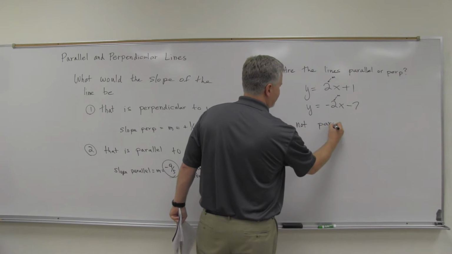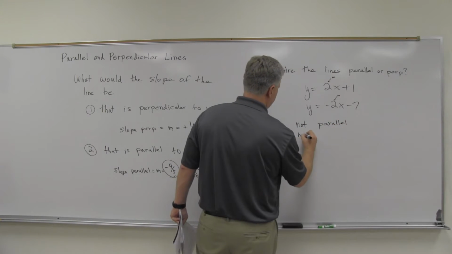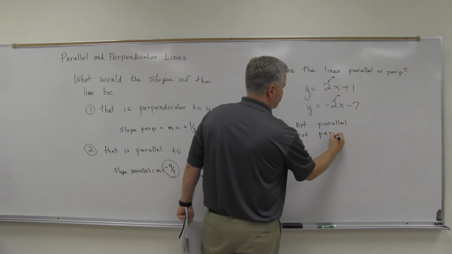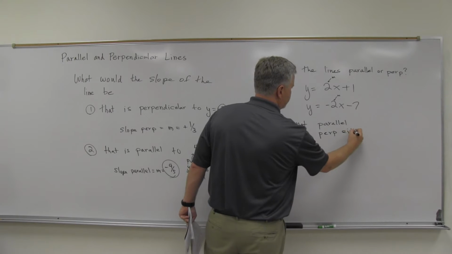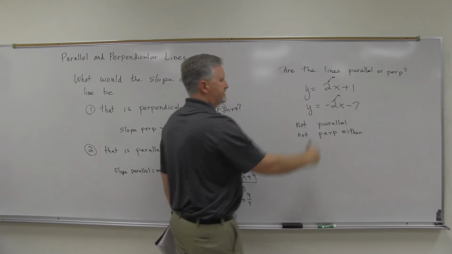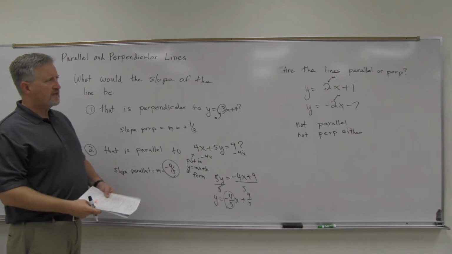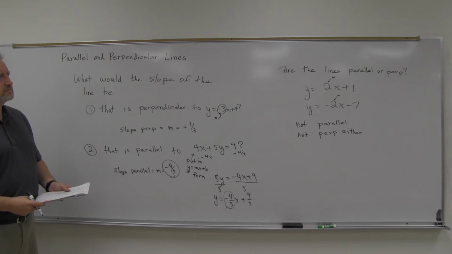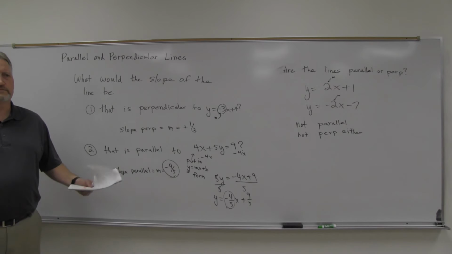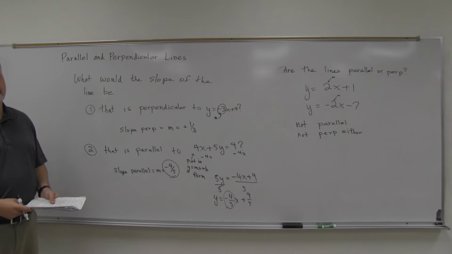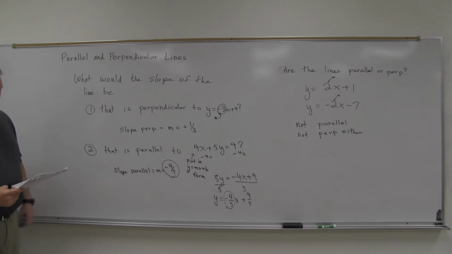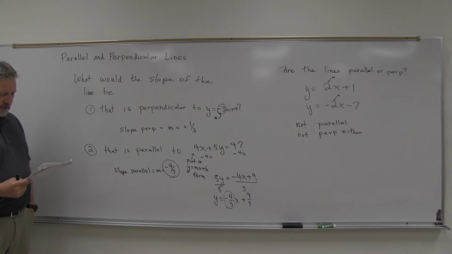Why not? Because it's opposite, but not the reciprocal, right? It's got to be both. Yeah, they're opposites, but as far as the number part goes, we've got 2 and negative 2, so they're not reciprocal, so they're neither perpendicular nor are they parallel.